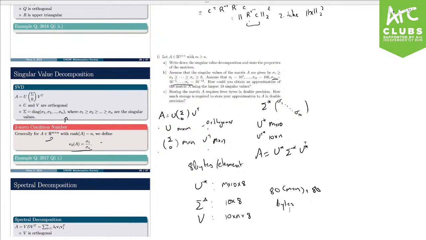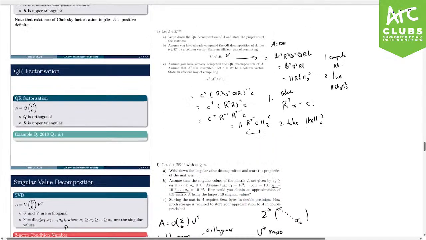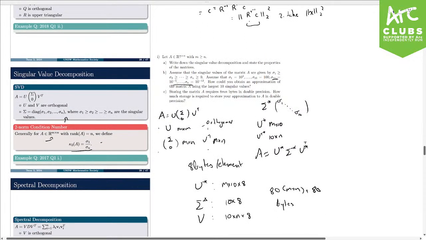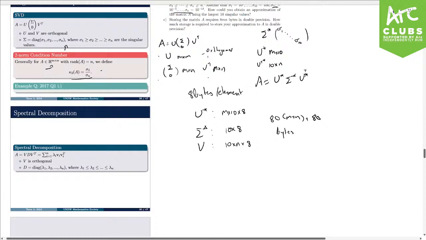So this example shows an application of the SVD to approximate large matrices, making them smaller to store while still preserving the most important bits of information.